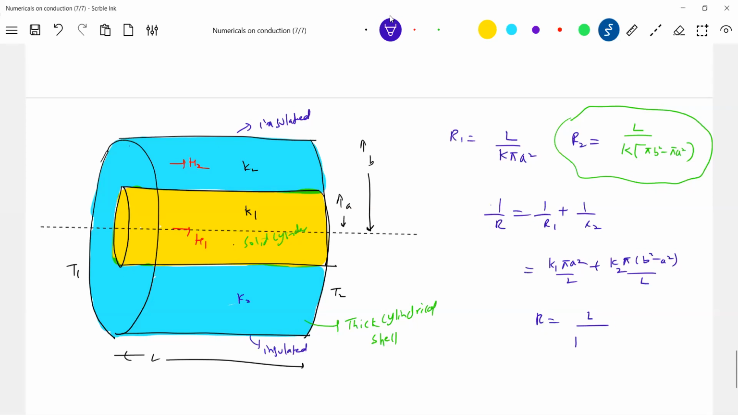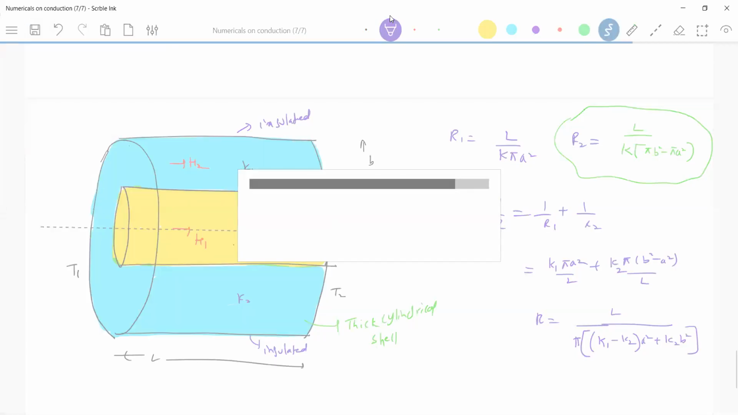R is equal to L by pi K1. Check once the final expression. K1 minus K2 A square plus K2 B square. Pi will be outside. Okay, this will be the resistance of this cylindrical structure. Different types of tricky questions will be there. You should be careful. So try to check series parallel. Then what is the resistance?